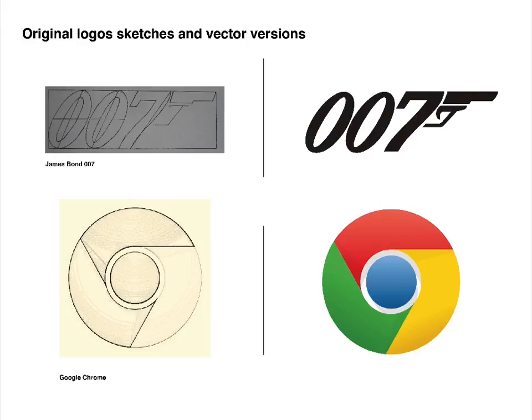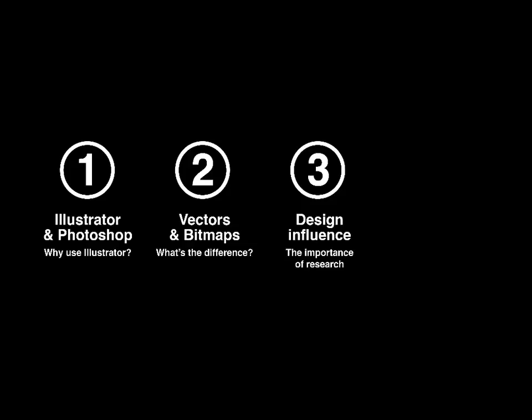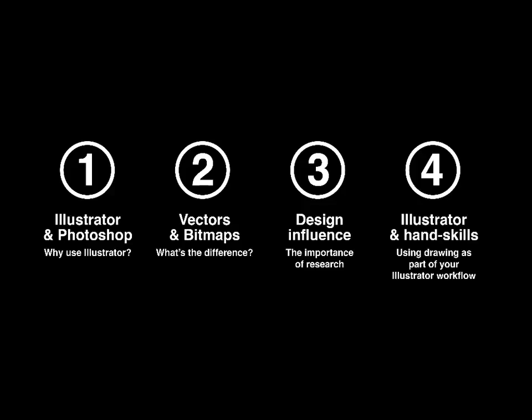project. So to recap on my top 4 tips for Illustrator, we looked at Illustrator and Photoshop and discussed why it's best to use one or the other programs in any given circumstance. Tip 2, we looked at vectors and bitmaps and talked about what's the difference. Tip 3, we looked at design influence and the importance of research. Tip 4, we looked at Illustrator and hand skills and how hand drawing can play a great part in drawing great vectors.